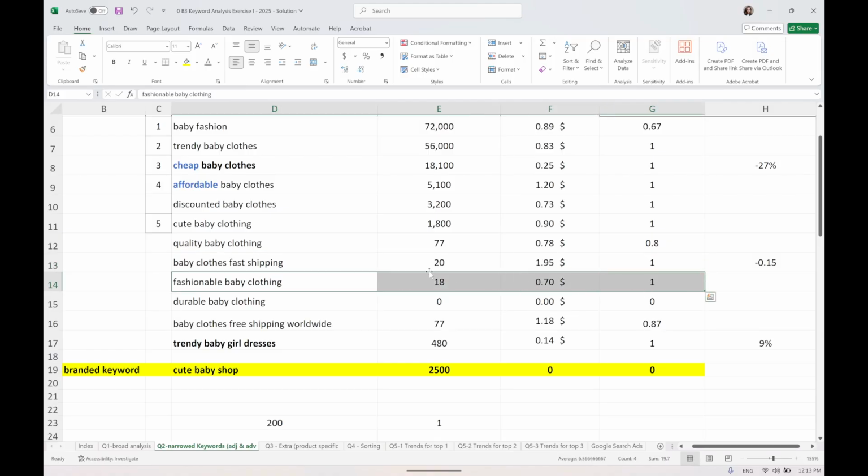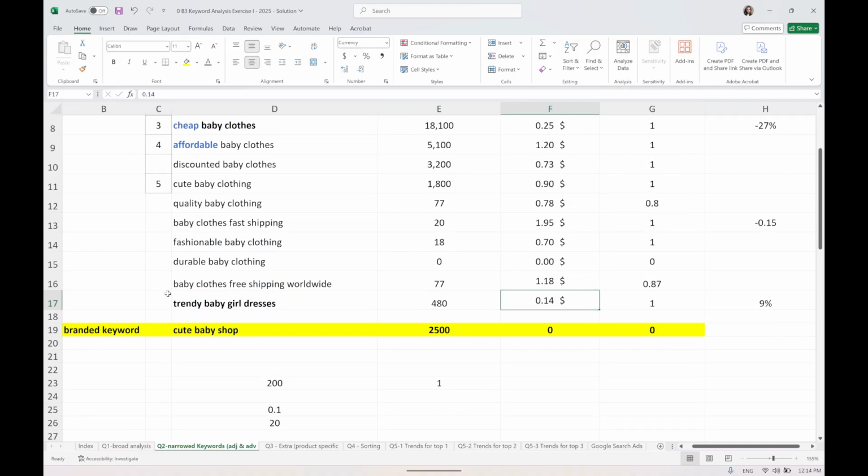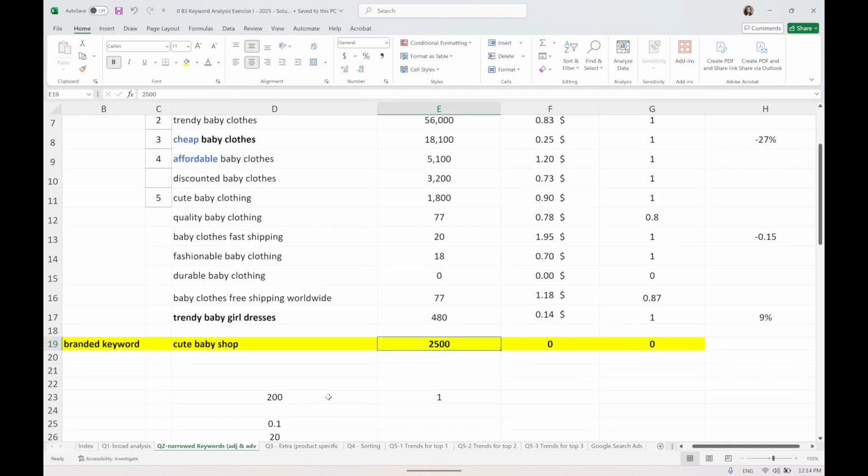Fashionable baby clothing. Well, baby fashion was a little bit higher in search volume, but fashionable baby clothing was much lower, and the CPC is a little bit higher. Durable baby clothing. Baby clothes for shipping worldwide. Okay, worldwide shipping, free shipping. Trendy baby girls dresses. Oh no, it's very low, but this is within our budget. Why not? Okay. Cute baby shop. Our brand name will have 2,500 search volumes. Not bad, and nobody is bidding on our brand name.